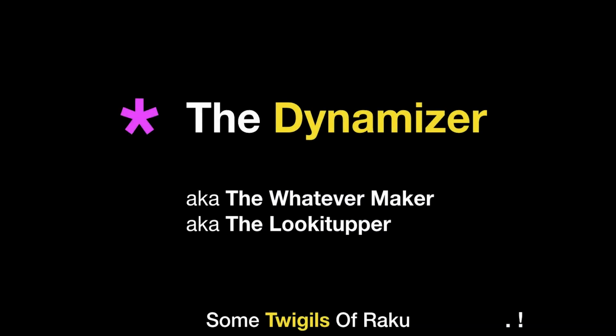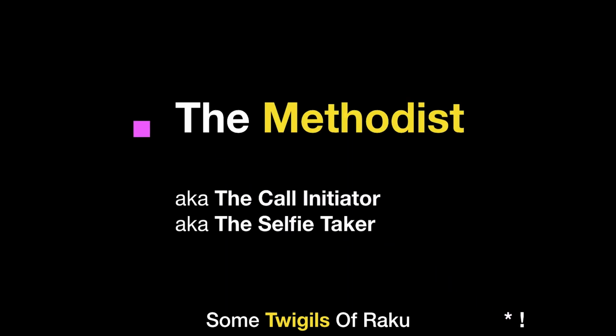Of course, you can create your own dynamic variables if you want to create very nice libraries. The system itself uses dynamic variables quite a lot, for instance, in gather and take, and the react and whenever structures. But you won't see them because they're internal, but they're very handy to use. So let's have a look at the next twigil, the period, aka the methodist, the call initiator, or the selfie taker.